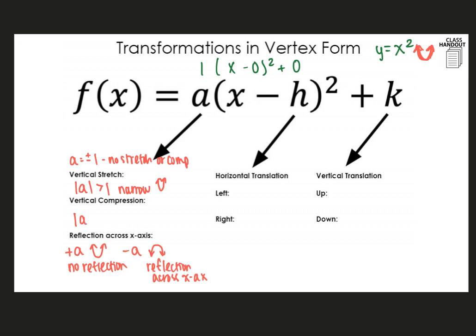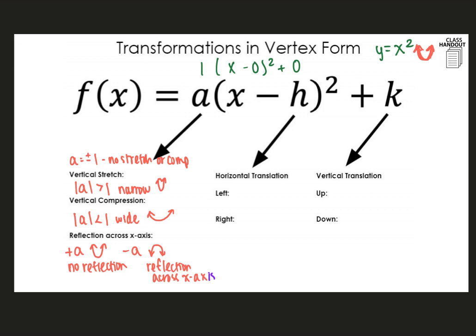When we have an absolute value of a less than 1, like a fraction like 1/2 or 1/3 or 0.7, our parabola is wider. We call that a vertical compression. So it's going to be wider than our parent function f of x equals x squared. So that's how changing the value of a affects the parabola. It tells us two things. It tells us whether or not there's a reflection. If a is positive, there's no reflection. If a is negative, there is a reflection across the x-axis.